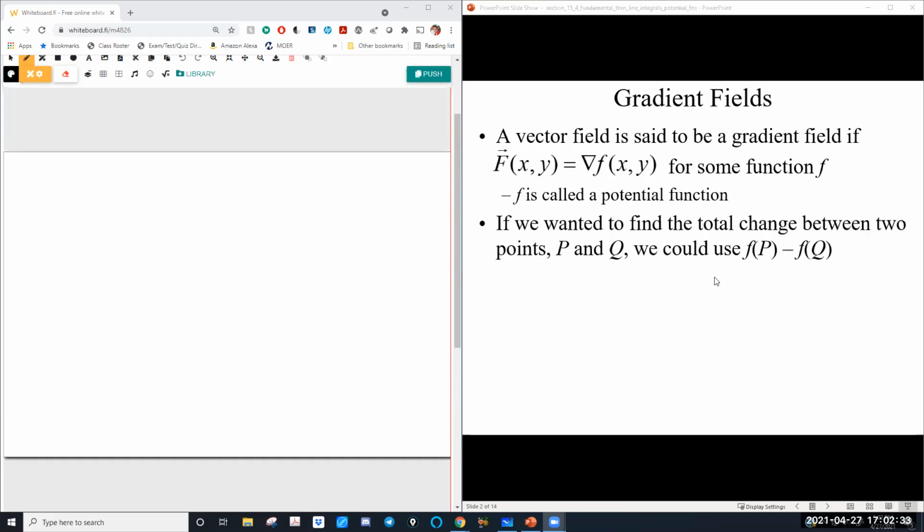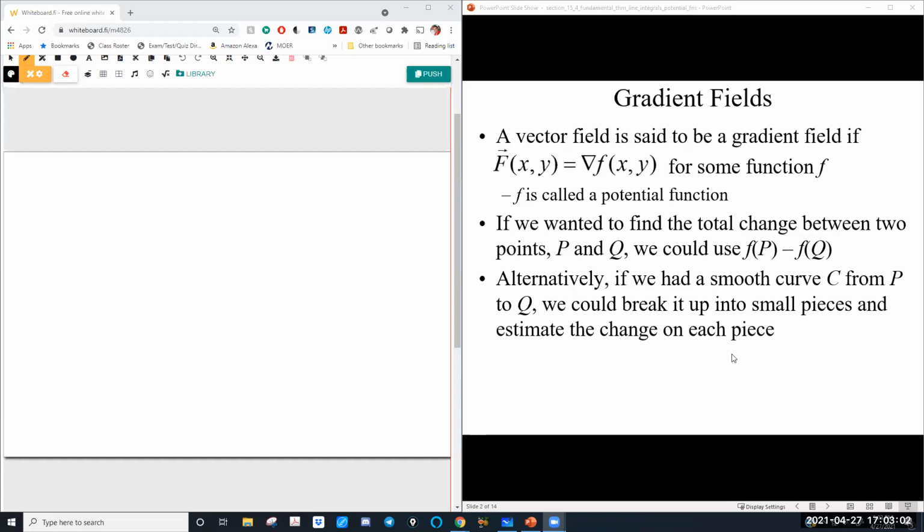The reason we like this is because if we have this potential function, if we want to find the total change between 2 points in a plane, we could use the function evaluated at those 2 points and find the difference between them. That would give us the net change. It's very similar to our fundamental theorem of calculus, hence its name.